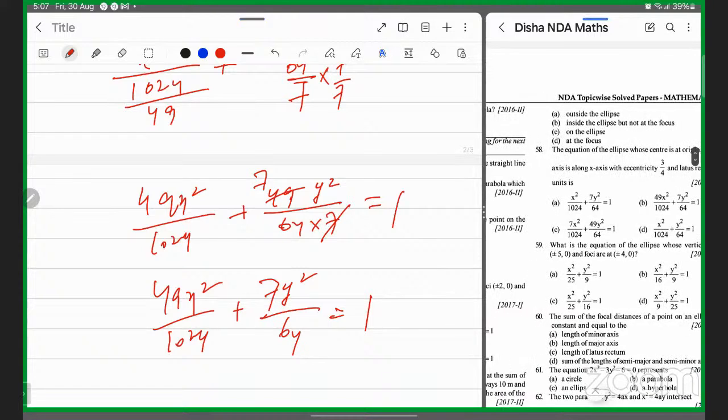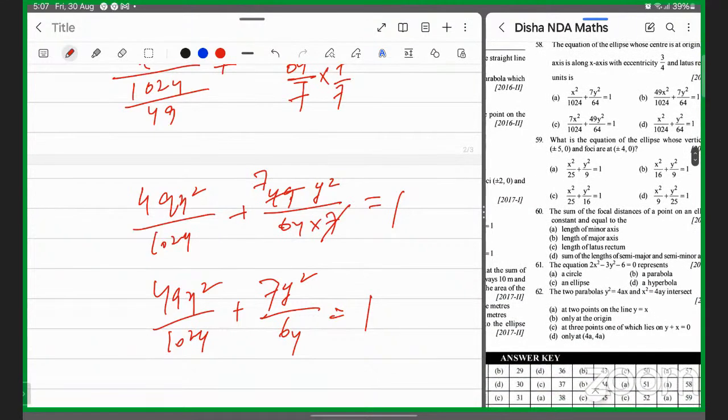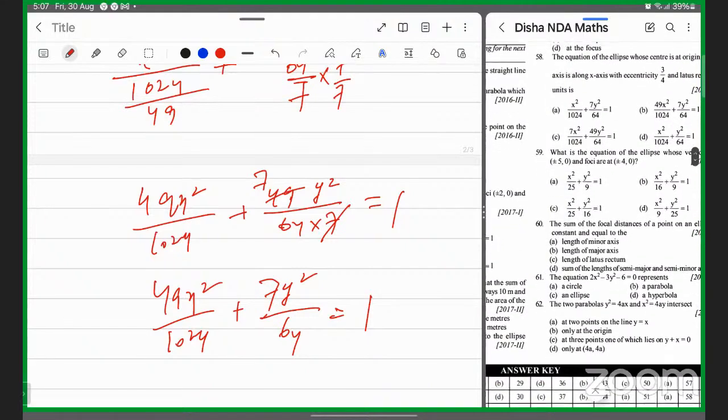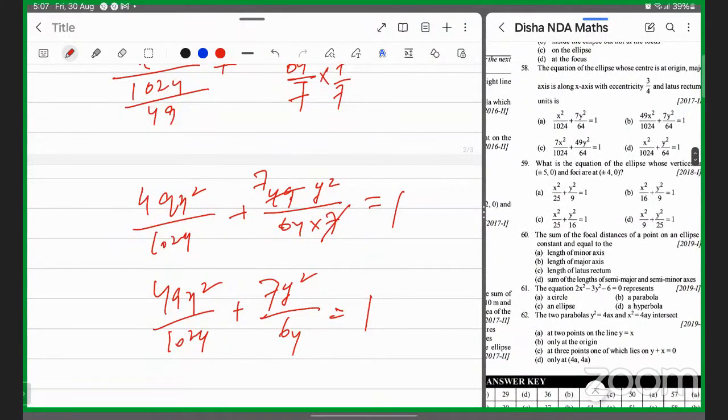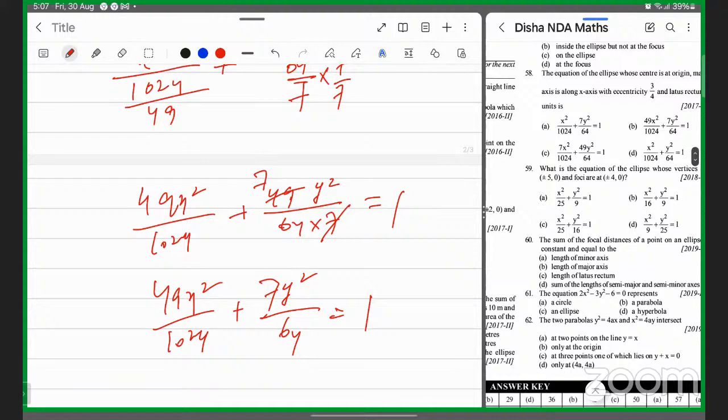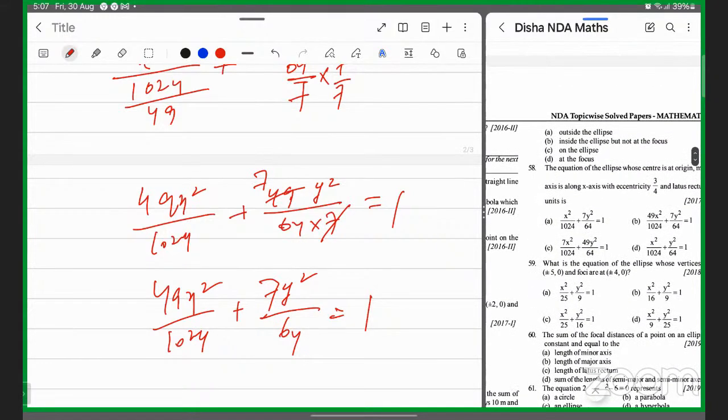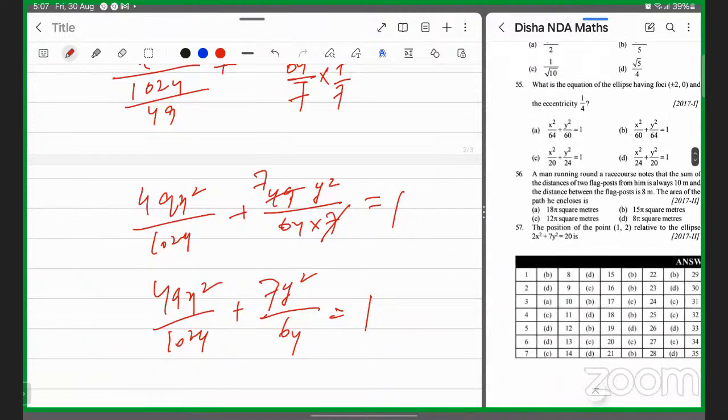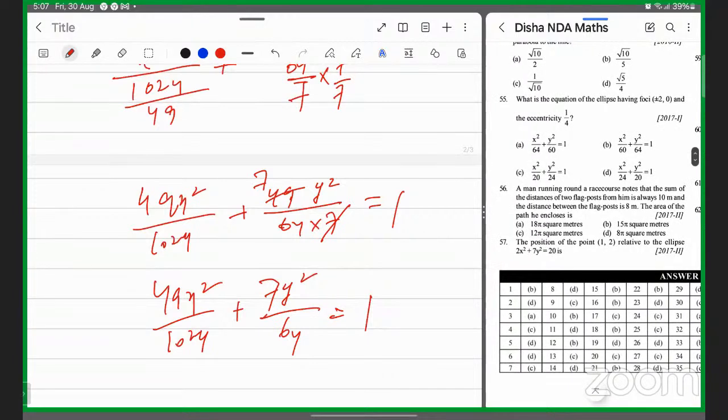Understood? That is a good question. Personally, I will tell you, for NDA this is a good question. 59 is a good question. 60 is a simple question, 61 simple question, and 62 too. For 60, 61, 62, I don't have values, but for 58 and 59, I have values. Then 57, solve it. Hurry up.